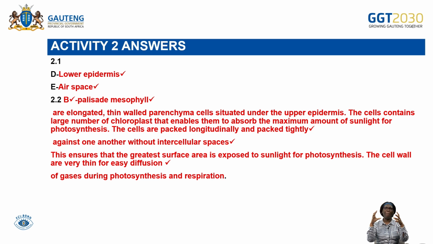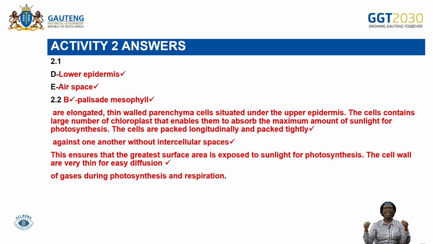And then they are packed close to one another. Remember, I said that they are at a right angle to each other, isn't it? So that they are against one another without the intercellular spaces. And this will do what? Will ensure that there is the greater surface area exposed to the sun for photosynthesis.